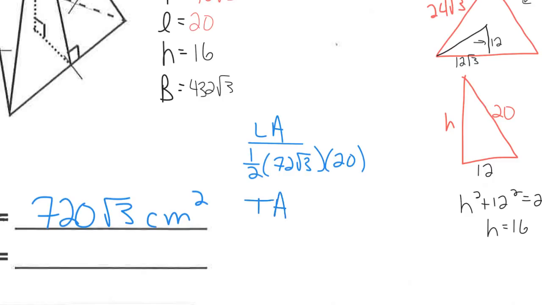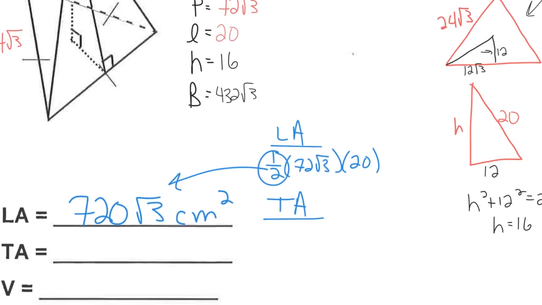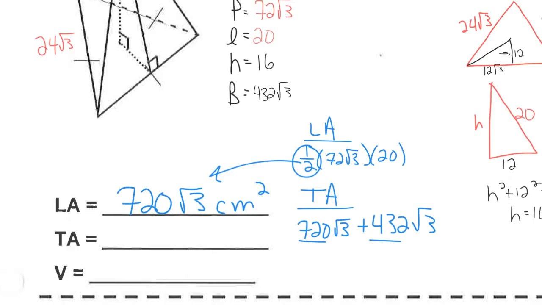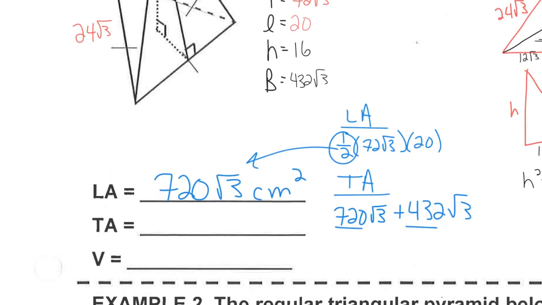Total area. Now, people are having trouble with this. This half is already used when we get that number, and that's what we have to start off with, 1/2 PL. So 720 square roots of 3, but we're going to add to that the value of B, 432 square roots of 3. When I add up these two numbers, since they both have square roots of 3, I got 1,152 square roots of 3 centimeters squared.